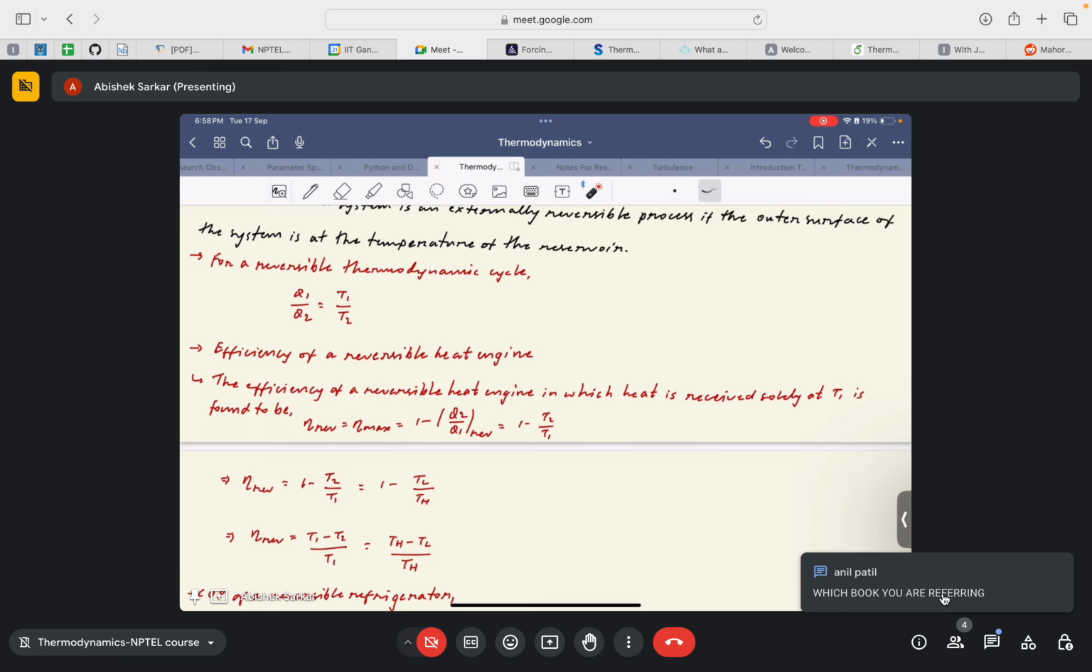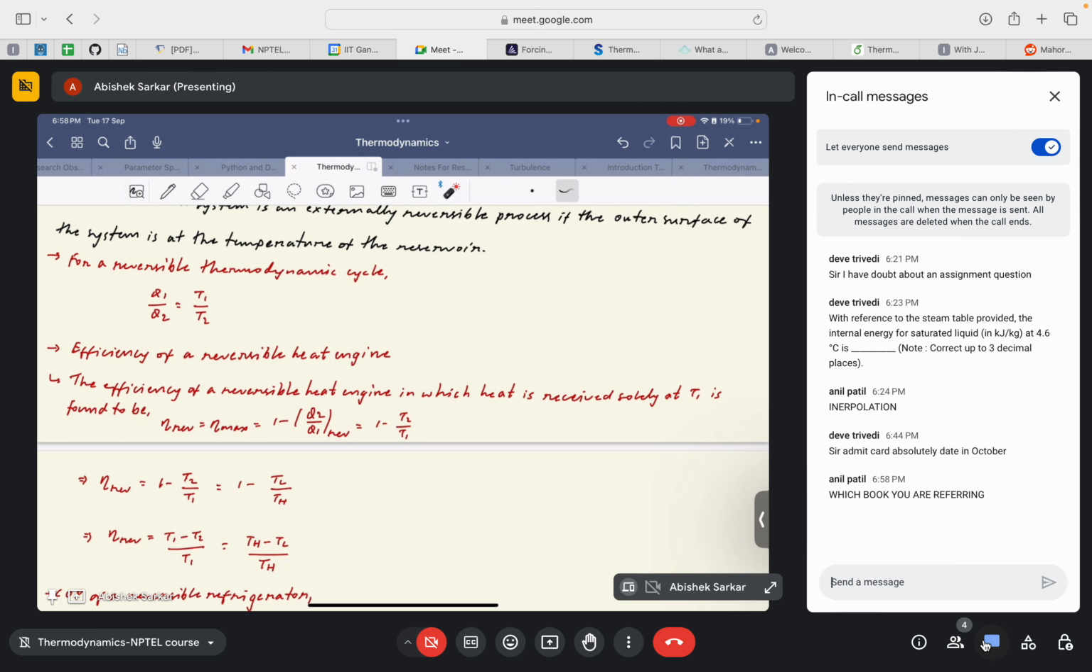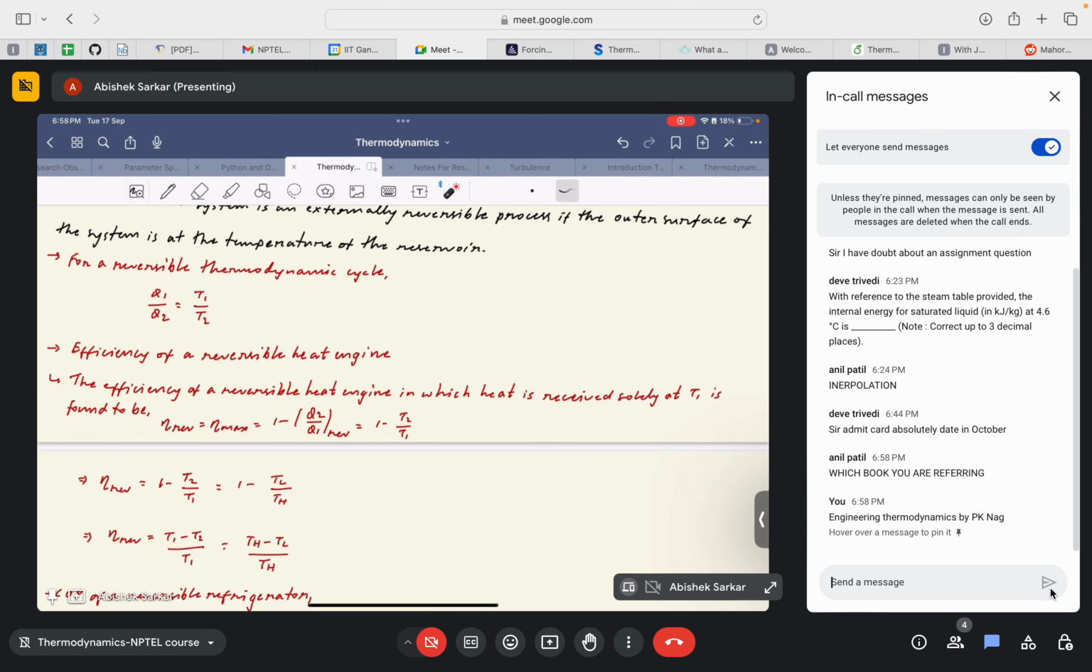Which book are you referring to? Yes, thank you. I am referring to the book by P.K. Nag. Let me write the title. Okay, it is Engineering Thermodynamics by P.K. Nag. It is one of the reference books mentioned by Professor Anand. This book, as I must say, is designed from a mechanical engineering perspective.